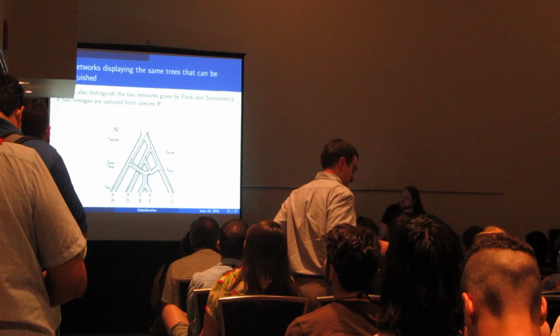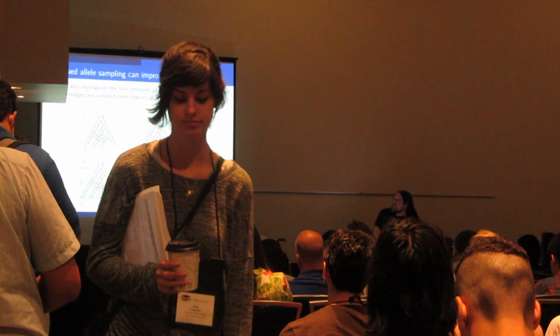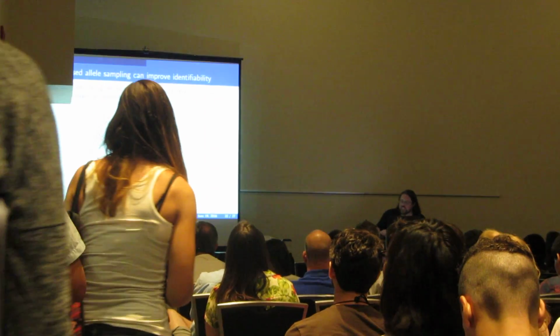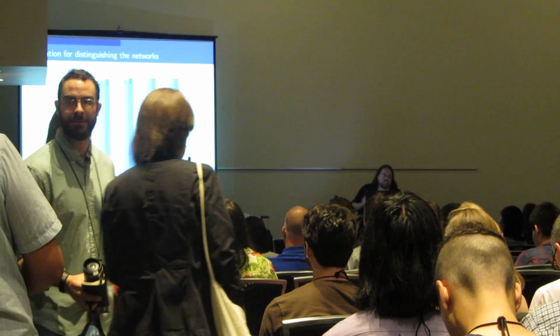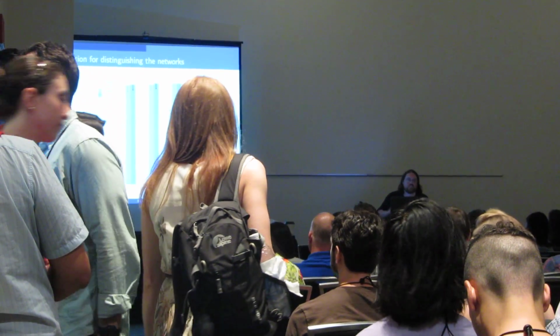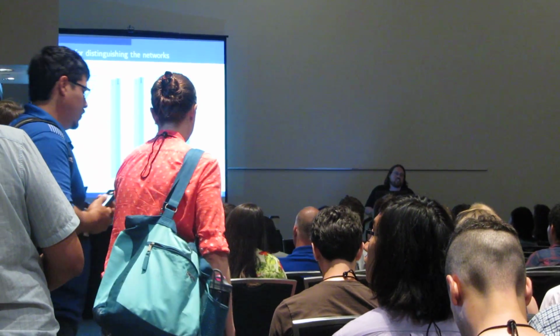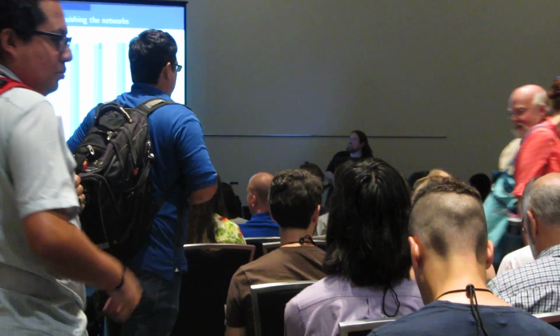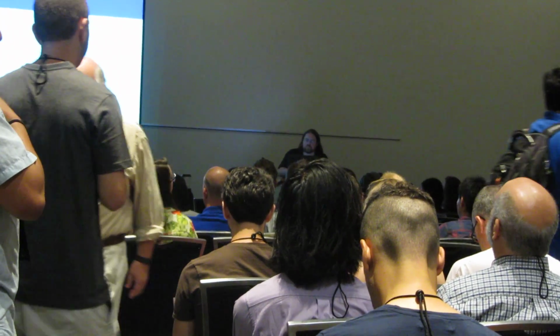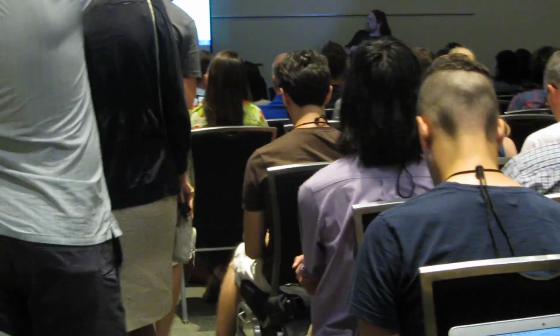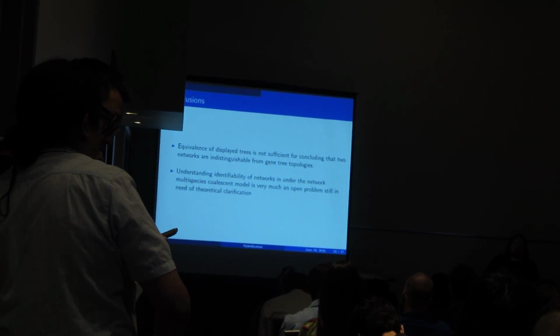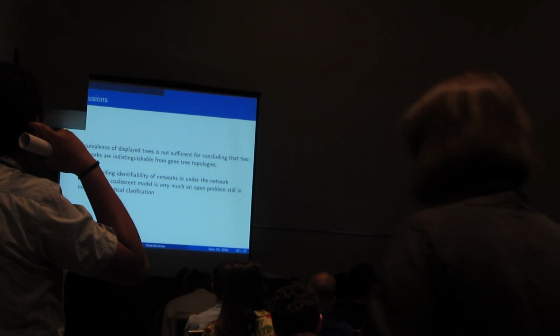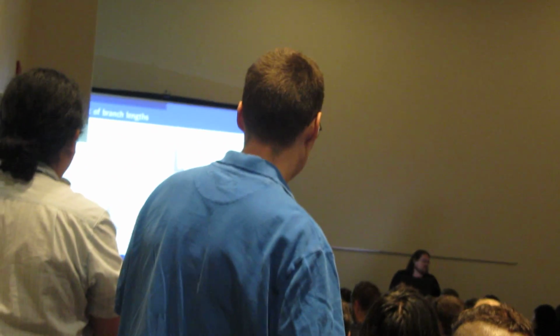Okay, so here's another representation of these networks. I like to think of trees and networks using this approach. And here's a simulation study, which shows that yes, in fact, we can do inference to distinguish these networks using multiple alleles. So the main conclusion was that the equivalence of the displayed trees isn't sufficient for concluding that you don't have distinguishability. But there's still a lot of open and unsolved problems about whether or not two networks in general are distinguishable. So I'll end there.